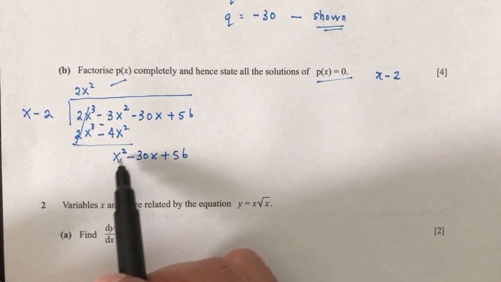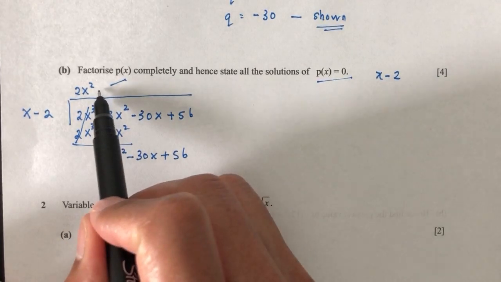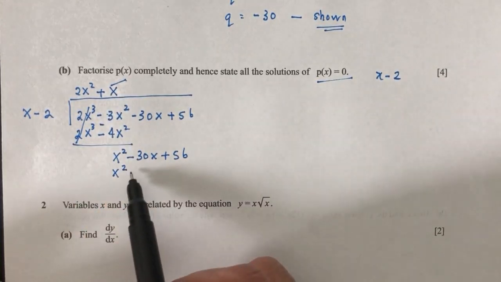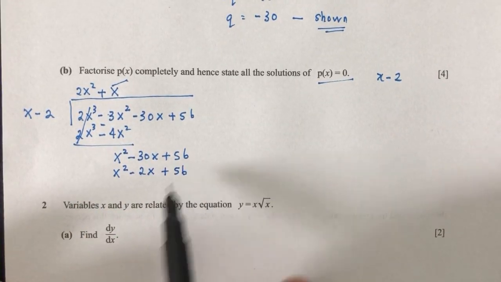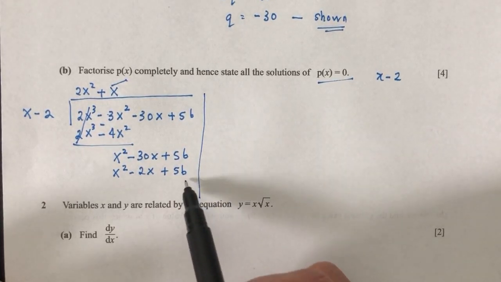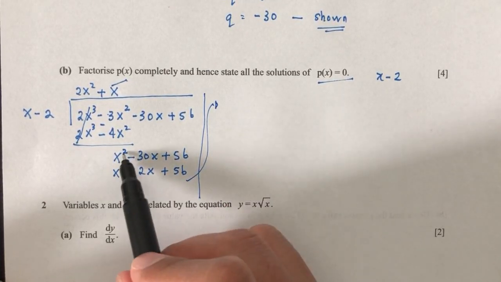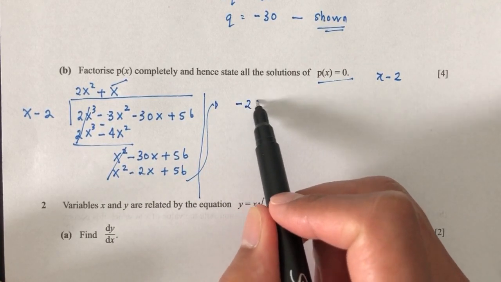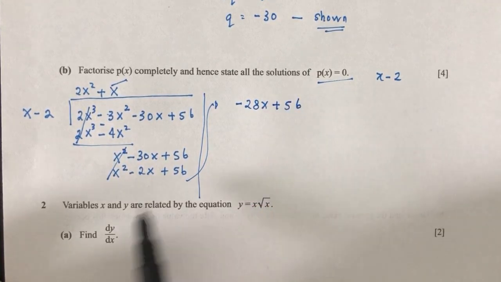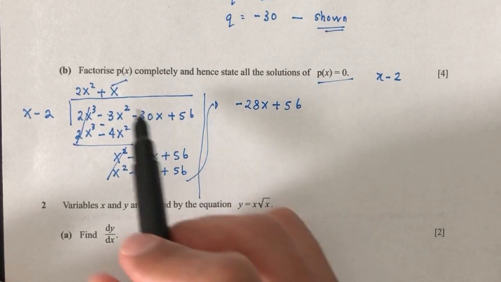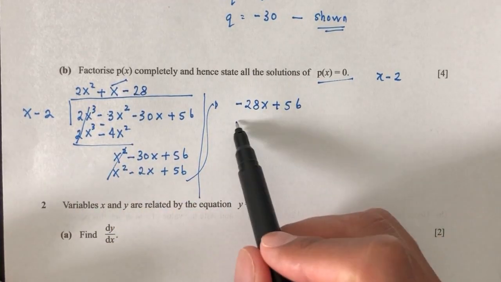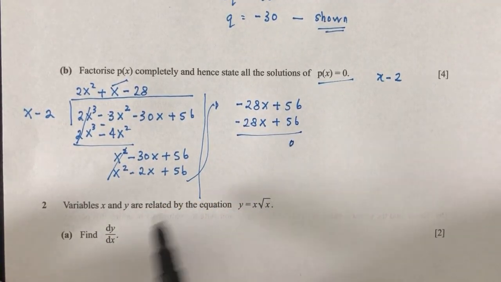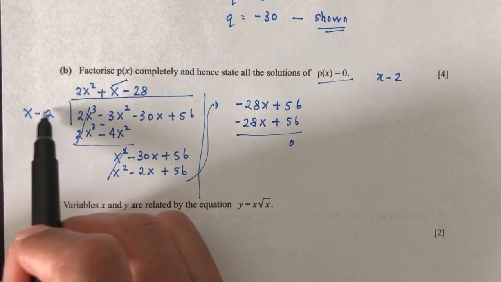Now how do we obtain x squared from this? We have to multiply by x. So x becomes x squared minus 2x, plus 56. Let's bring this over here. Simplify, this goes away. We have minus 30 minus 2, which is minus 28x plus 56. Now how can we get minus 28x? We have to multiply by minus 28. So it becomes minus 28x and then plus 56. This becomes 0. So this means that we have this part and this part.